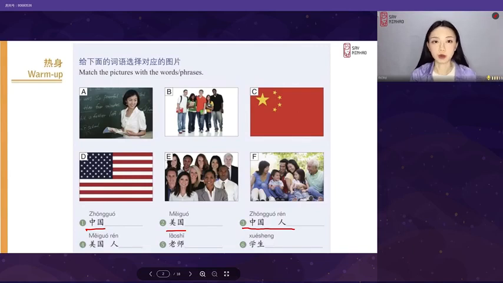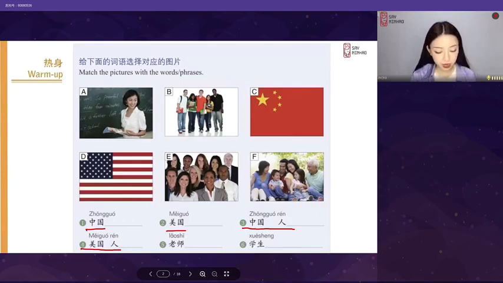Okay, next one is 中国人. Read after me, please. 中国人. 人 means human, person. So 中国人 actually means Chinese people. Okay, next one, try to guess. 美国人, what does this mean? It means American people, right?